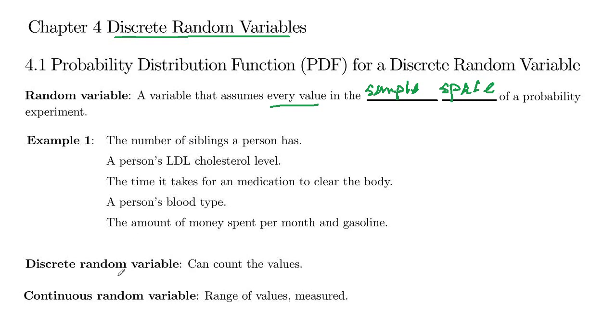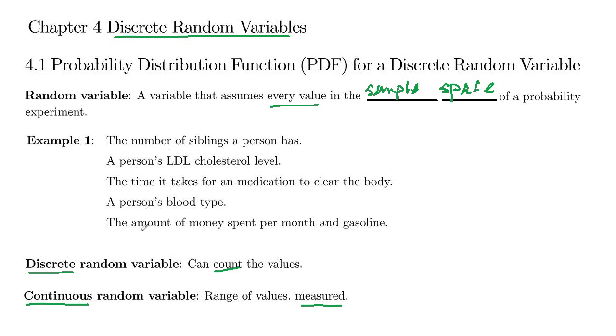So there are two types of random variables here: discrete random variables, which we're going to study in this chapter, and those are ones where you can count the values. So discrete random variables are countable. And then continuous random variables we'll study in the next chapter, and those are ones that take on a range of values and they're measured. So measured like time, weight, length, things like that.